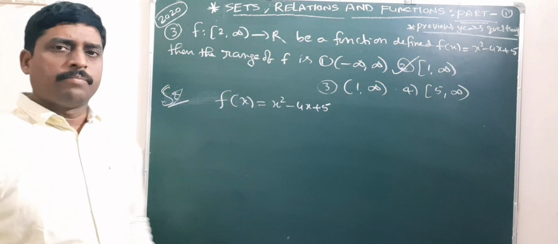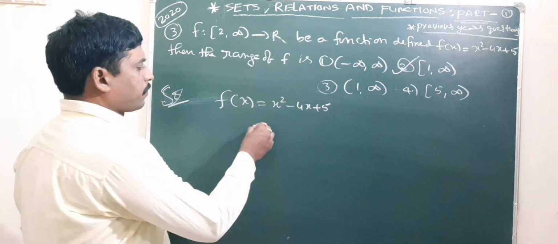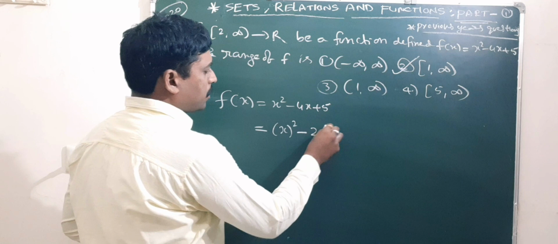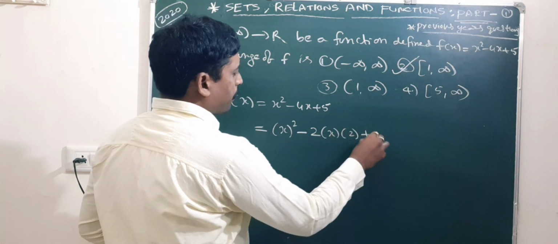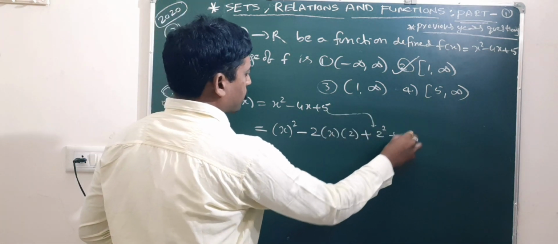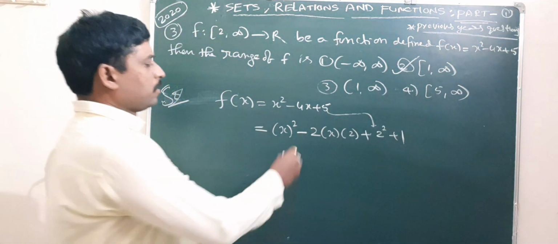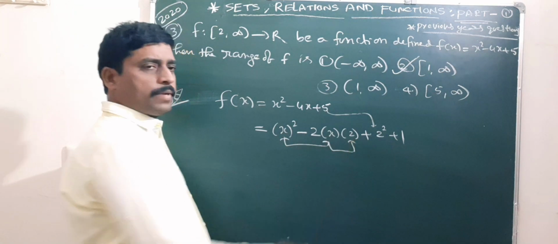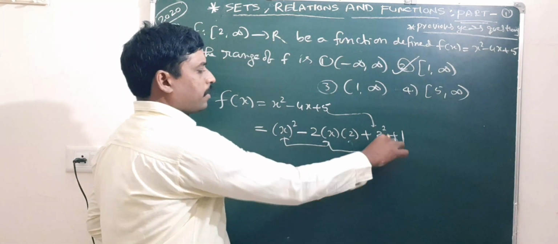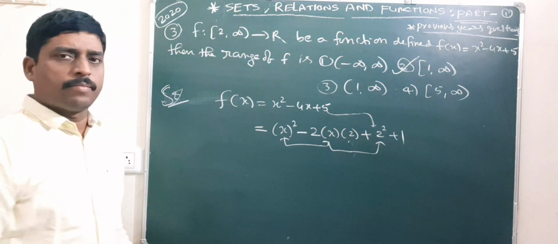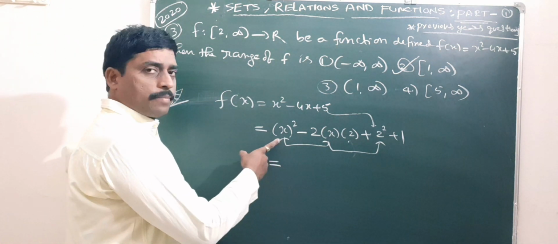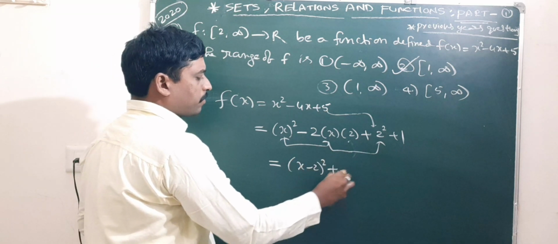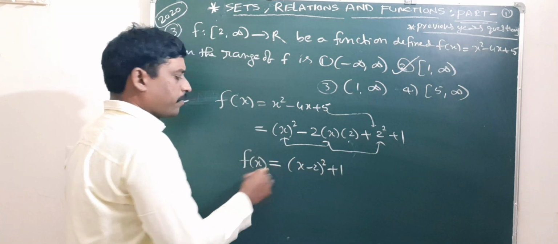First convert this into the complete square method. So x square minus 4x can be written as 2 into x into 2, and this 5 can be written as 2 square plus 1. So from these 3 terms, a square minus 2ab plus b square formula, (a minus b) whole square, where a is replaced by x and b by 2. So (x minus 2) whole square plus 1. This is f(x).